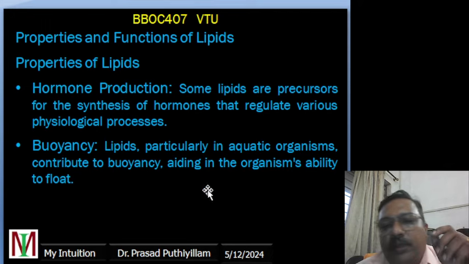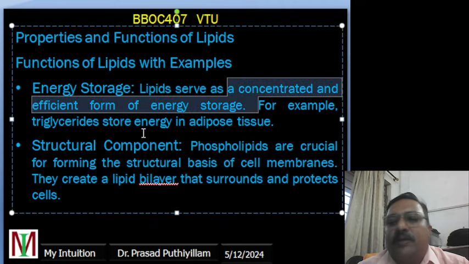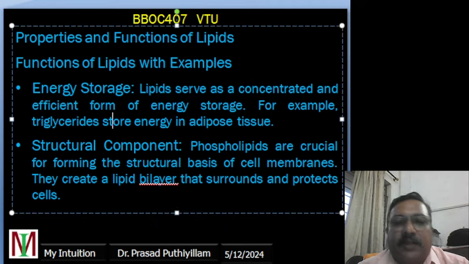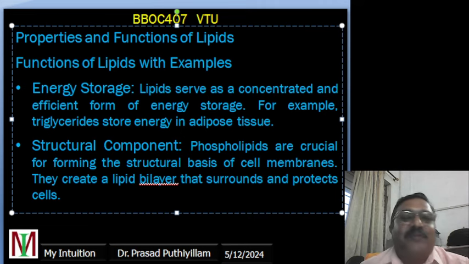Now moving on to the next topic, functions of lipids. I will not explain too much, because too much explanation was given under properties. Based on that only the function is given. It is used in energy storage, because a large amount of energy is there. An example is triglycerides, which are stored in the adipose tissue. Bears are one of the best examples which I remember here.